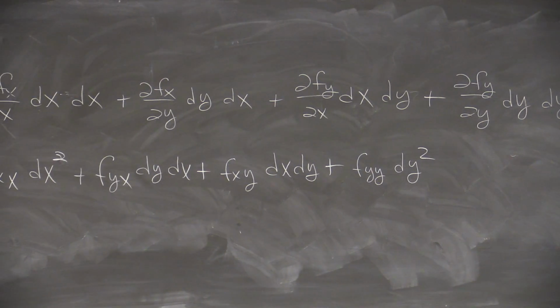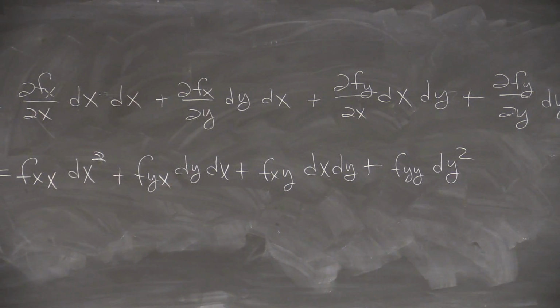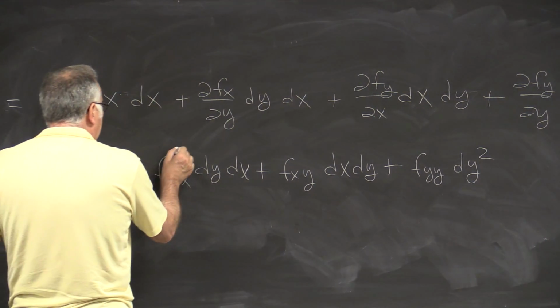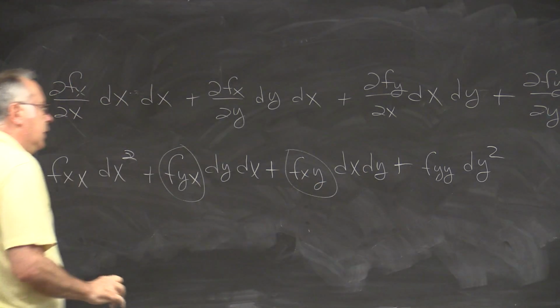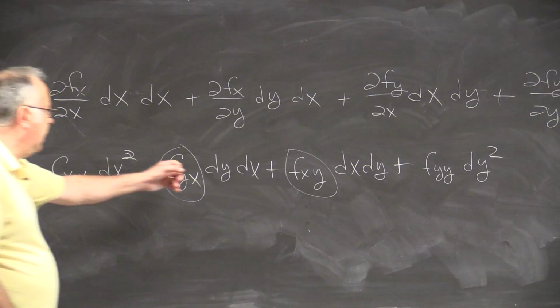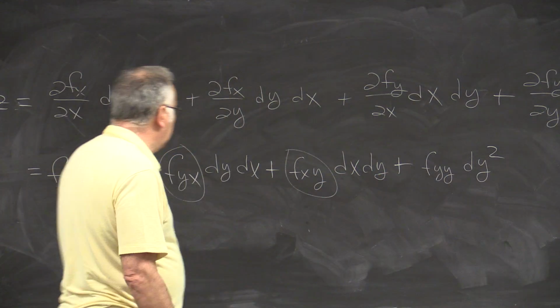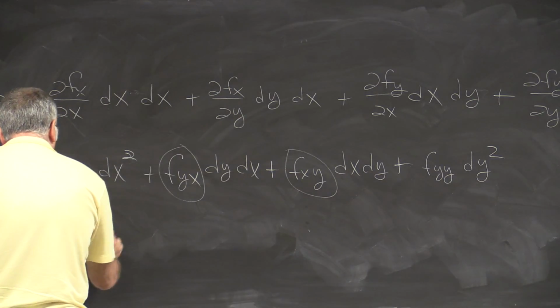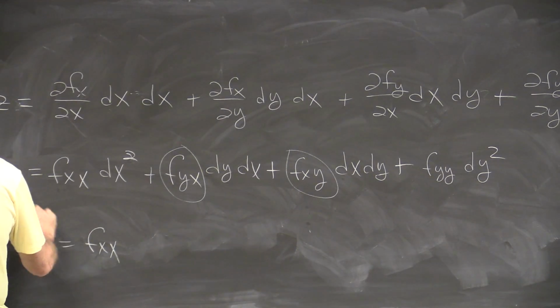And there's one more thing we could do to simplify this. Notice, by Young's theorem, what is true about this and this? They're the same. So let's just call it f sub xy. And notice this is dy dx, this is dx dy, but they're the same. So we can simplify this to this. The second order total differential, we're done now.